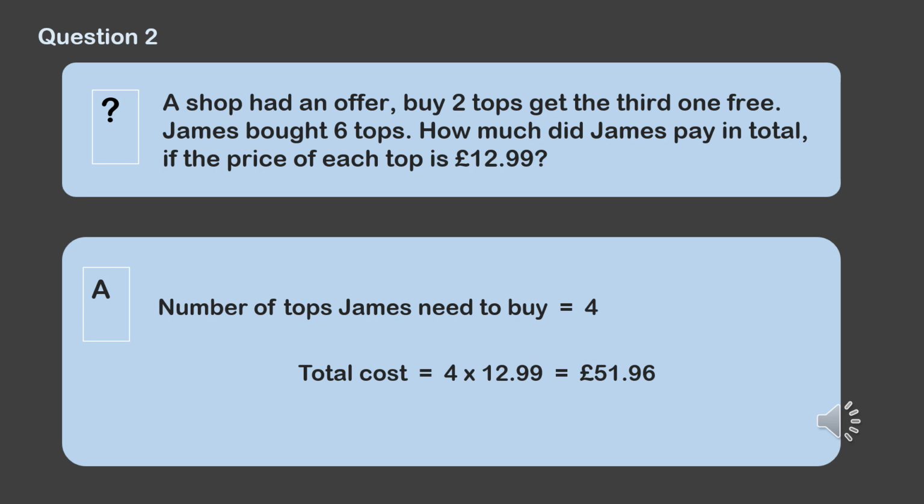So the number of tops that James needs to buy equals 4. And to find the price of the 4 tops, we times 4 by the price of each top, which means 4 times £12.99 equals £51.96.